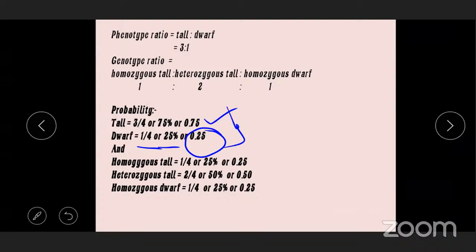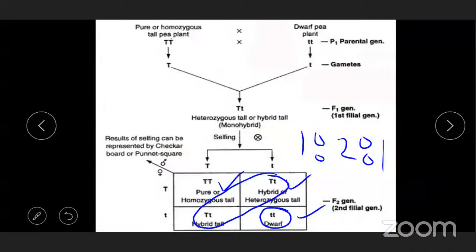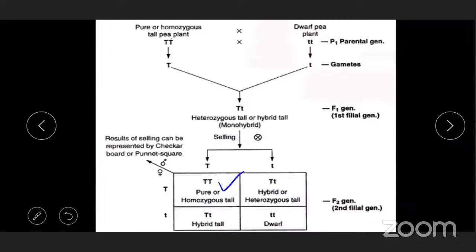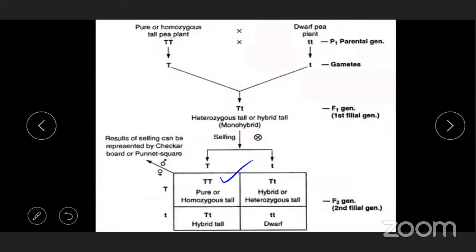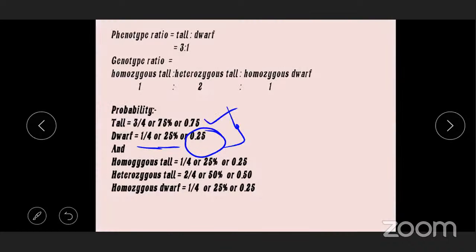If they ask what is the probability of the homozygous tall, what is the probability of the heterozygous tall, what is the probability of the homozygous dwarf? Out of 4, how many homozygous tall here? Yes, only 1 out of 4. So 1 by 4. Out of 100, how much of homozygous tall here? Yes, 25%. Nothing but 0.25.